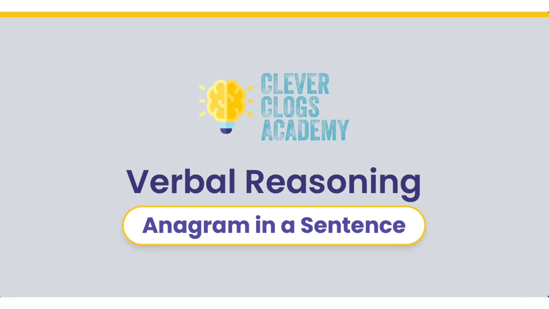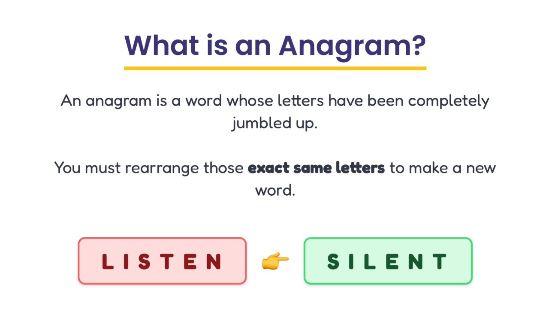In this video, we are going to master one of the most fun, but sometimes tricky, topics in verbal reasoning, anagrams. Let's dive in. First things first, what exactly is an anagram? Simply put, an anagram is a word whose letters have been completely jumbled up. To solve it, you have to rearrange those exact same letters to make a brand new word. For example, if we scramble the letters in the word listen, we can spell silent. Same letters, completely different word.